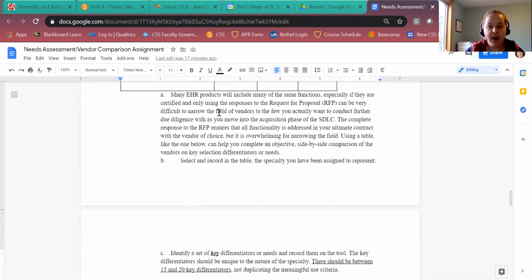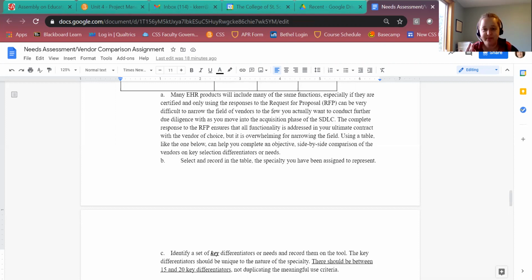And so list those. I'm going to be looking for 15 to 20 key differentiators, and I don't want you to duplicate any of the meaningful use criteria. While I know meaningful use is kind of in the past, that's a really easy way to find some of the needs, right? And so I'm not looking for general needs like documentation templates. Okay, that's a typical and very common functional need of every organization. That's common. What is unique about your sector of healthcare? What are their specific needs?